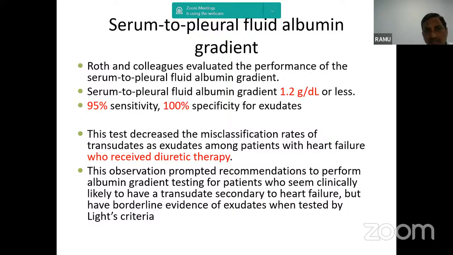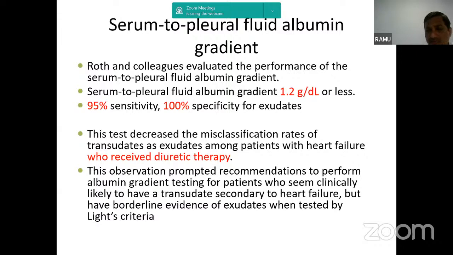The other one is the serum to pleural fluid albumin gradient. Roth and colleagues evaluated the performance of the serum to pleural fluid albumin gradient. If the gradient is 1.2 grams per deciliter or less, then we should think of an exudative pleural effusion. The sensitivity is 95% and the specificity is around 100%. This test decreased the misclassification.